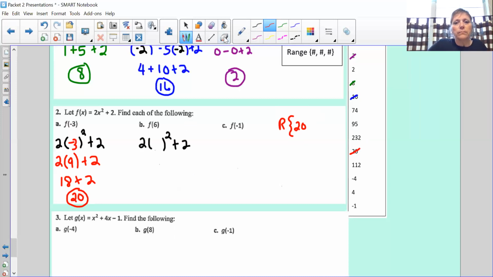Okay, over here, our domain is 6. And what I'm going to do is, let's keep that purple. 6 squared first. You don't multiply before you do exponent. 6 squared is 36. So 2, and I'm going to keep the parentheses, 36 plus 2. Okay, 36 and 36 is 72, I believe. And then plus 2 is 74.